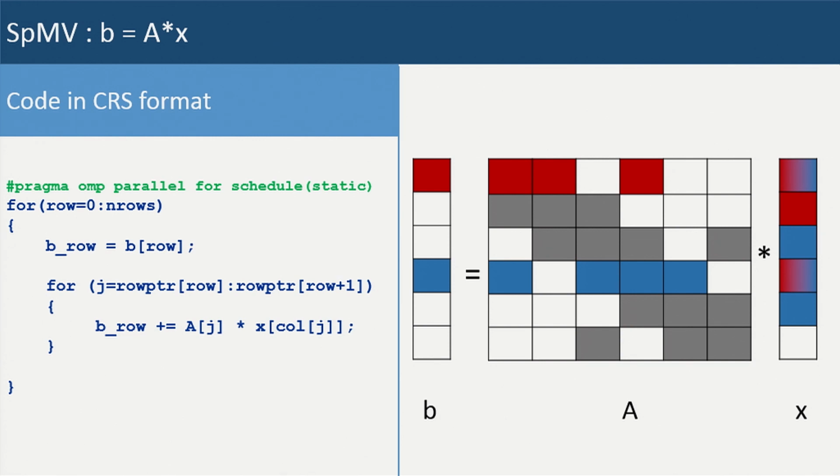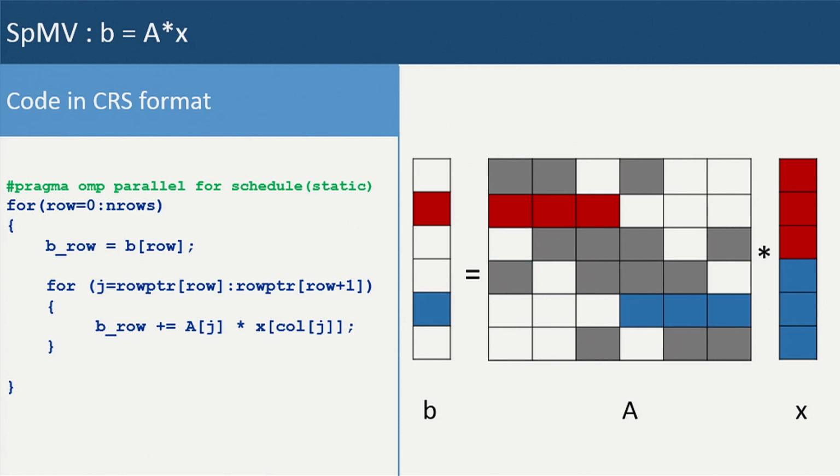This means if we have two threads, then in this case, thread 1 starts with working on the first row and thread 2 on the fourth row. They process all the rows independent of each other until completion.